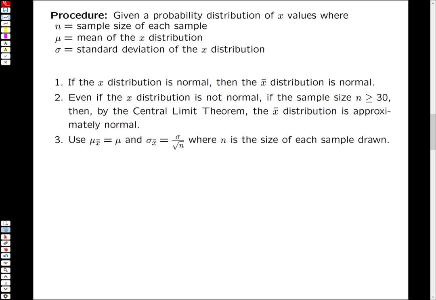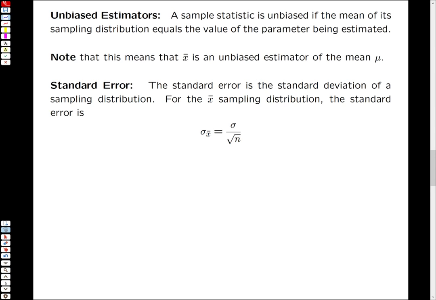Now the procedure for the homework problems. Given a probability distribution of X values, where n is the sample size of each sample, mu is the mean of the X distribution, and sigma is the standard deviation of the X distribution. If the X distribution is normal, then the X bar distribution is normal. Even if the X distribution is not normal, if the sample size is bigger than 30, then the X bar distribution is considered normal. And these are our formulas for calculating the mean and standard deviation for each of these. They're not hard formulas. A couple of definitions, and then I'm going to do some examples.